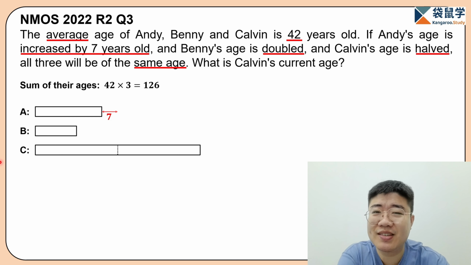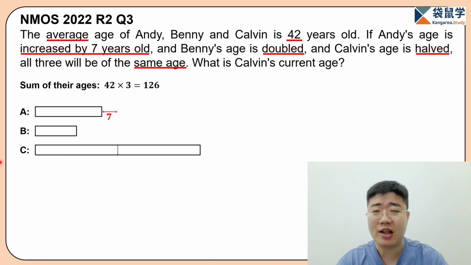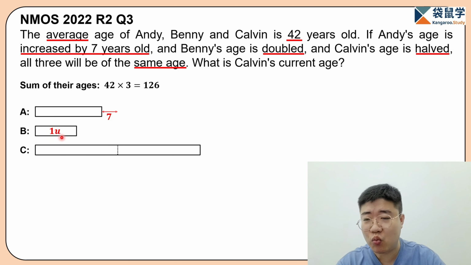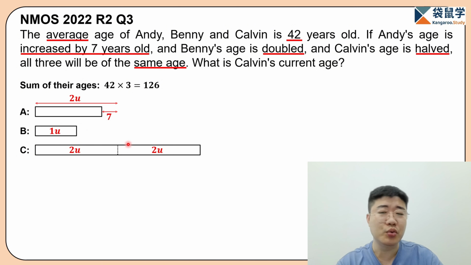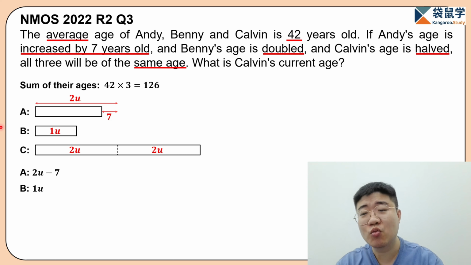Now, what do we do next? So, of course, we can indicate them according to the number of units here. So what we can do is we can let the shortest bar here be 1 unit. Then we can easily see that for Kelvin, this part will be 2u because it's 2 times of the length. Then the other bar is also 2u. Then for Andy, we know before we minus 7, this was also 2 units. So we can find out that for Andy, this will be 2u minus 7. Then Benny is 1u and Kelvin is 4u.